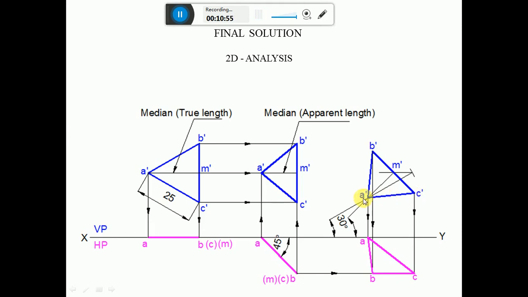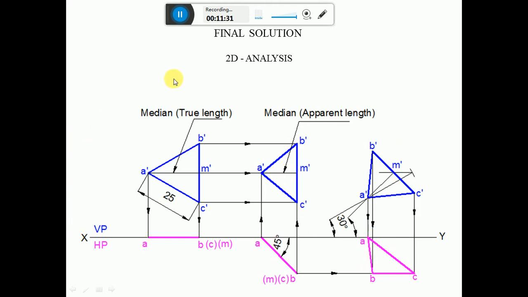Now, draw a vertical projector from a dash to the xy line and draw a horizontal projector from a of the top view so that you get this point, which will be a. Similarly, draw a vertical projector from b dash and a horizontal projector from b to intersect at this point. Mark the point as b. Similarly, draw a vertical projector from c dash and a horizontal projector from c to intersect at this point. Mark the point as c. Then join a to b, b to c, and c to a with a dark line. So this is going to be the final solution.